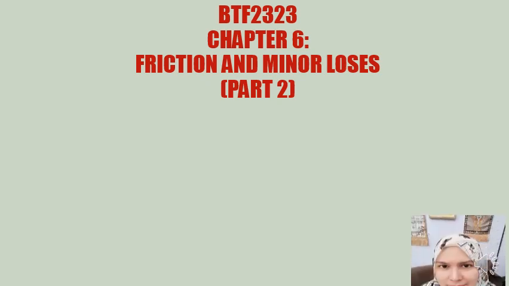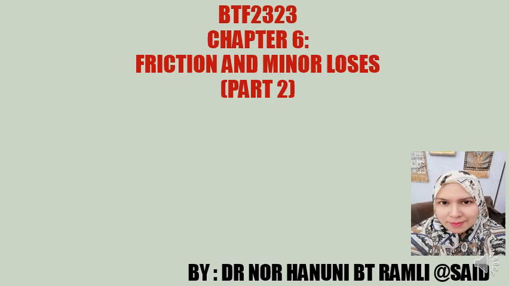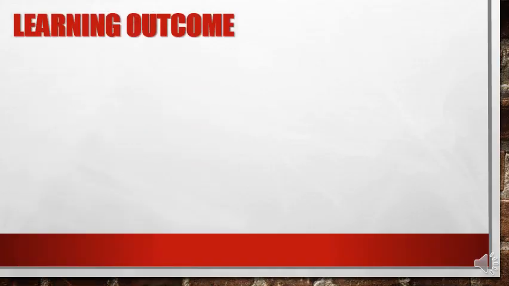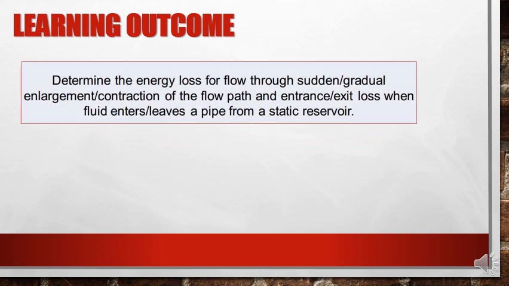So welcome back to chapter 6, but now we proceed with part 2, for the friction and minor losses topic. For part 2, at the end of this video, we expect that you'll be able to determine the energy loss for flow through a sudden or gradual enlargement or contraction of the flow, and the entrance or exit loss when the fluid enters or leaves a pipe from a static reservoir.